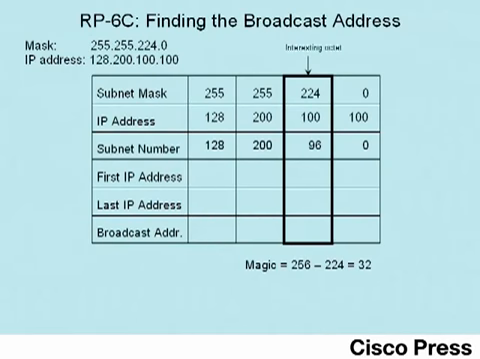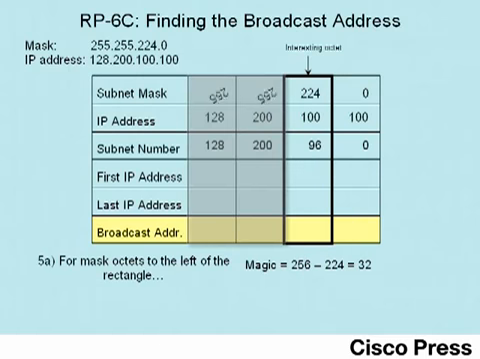Next, we'll start where ICND1 Lab 4 stopped, which is to say we have subnet number 128.200.96.0 listed in a table, the interesting octet identified, the magic number calculated, and now the table's been expanded to have room for the first IP address and last IP address in the range of addresses, as well as space to write down the subnet broadcast address. So to begin, we start with step 5, and step 5a in particular says, look at the mask octets whose value is 255, or visually, look at the octets to the left of the rectangle.